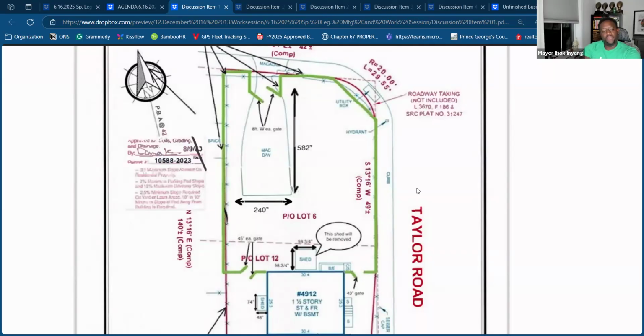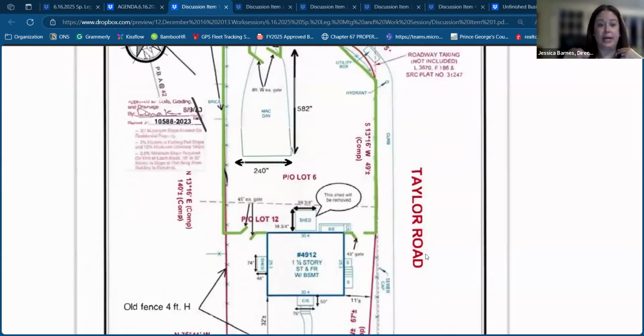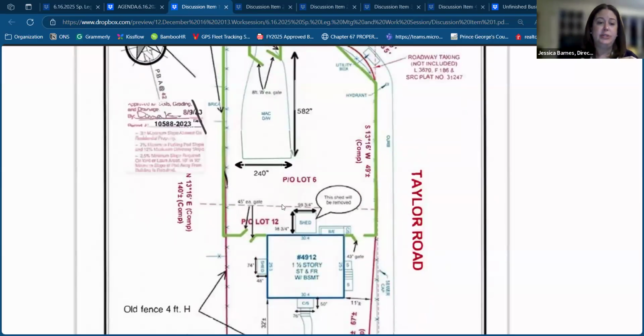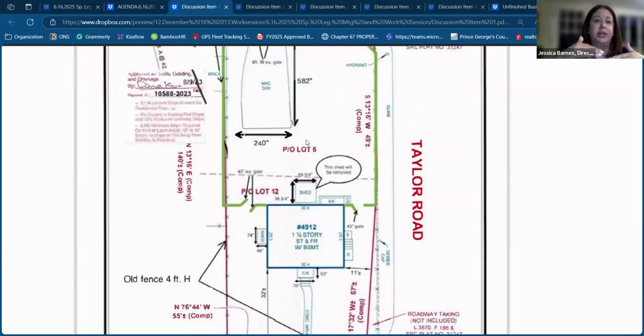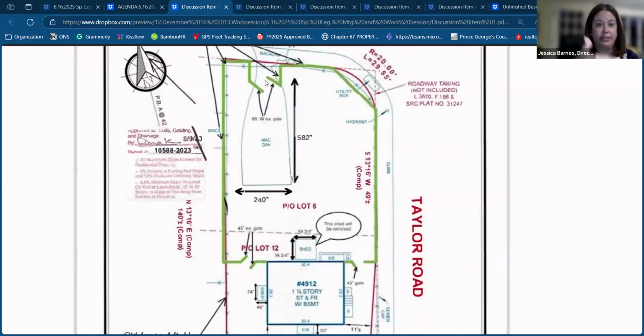And for clarification, when you say the variance, that is sort of how far back it's set from the curb, right? Well, yes and no. So this property, because it is 2 lots, this fence is actually in what would be considered the front yard of this lot, because there's lot 6 and lot 12. And so even though the front of the house is actually on Queensberry Road, it's on a different lot. So for lot 6, the front yard is considered what faces East West Highway. So the variance was to allow a 6-foot fence in the front yard.